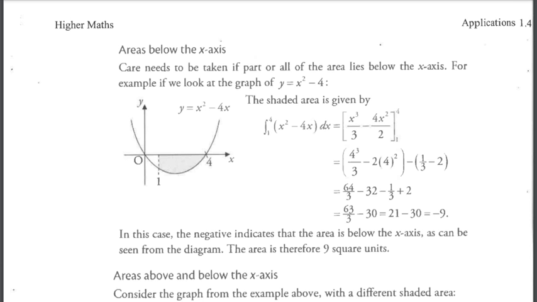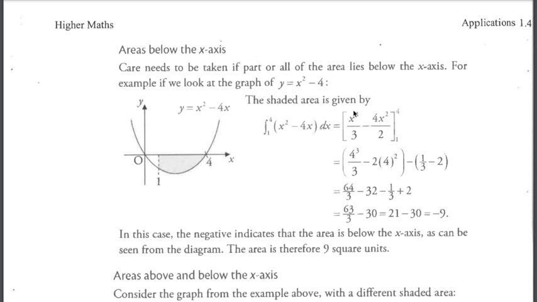Hello and welcome back to SQA Higher Maths Applying Differential Calculus. We're going to have a look at areas below the x-axis. So if we integrate y equals x squared minus 4x between 1 and 4, we will find the shaded area here. So let's do that.